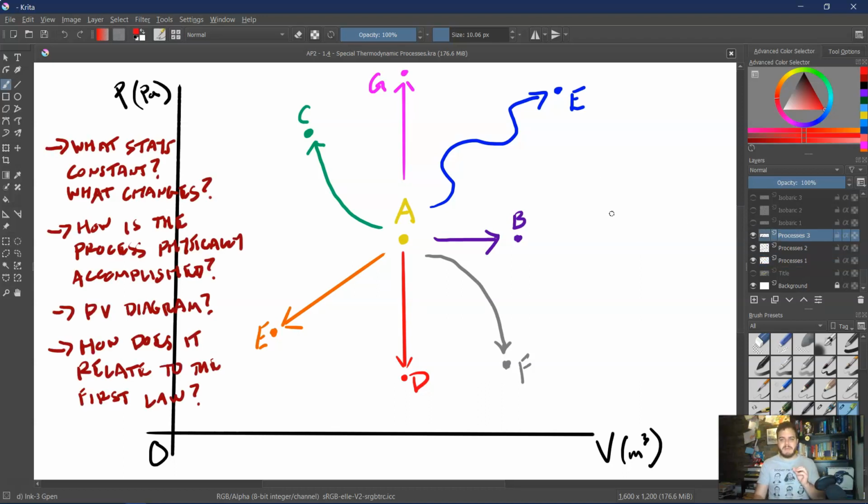And in particular, we're really going to focus on these questions. For each process, what stays constant and what changes? How can we physically accomplish this thermodynamic process? So I have a piston. How can I physically make it go through this process? How does a PV diagram change while the process is taking place? And lastly, how can we relate this process to the first law of thermodynamics? Delta U equals Q plus W. The change in internal energy equals the heat plus the work.